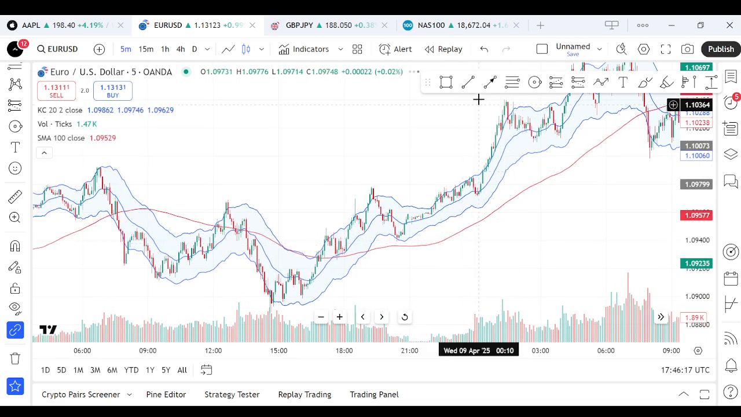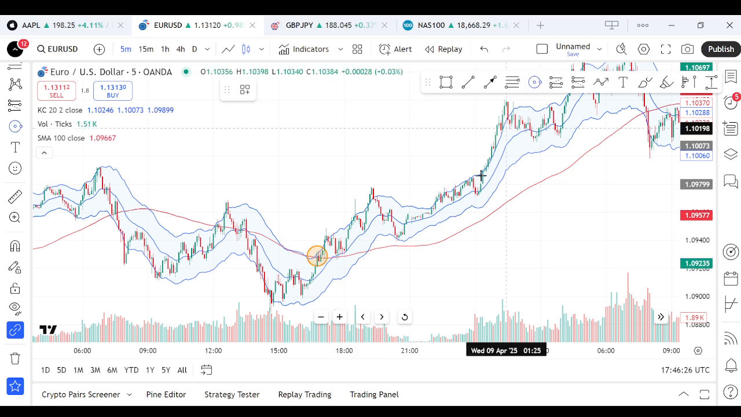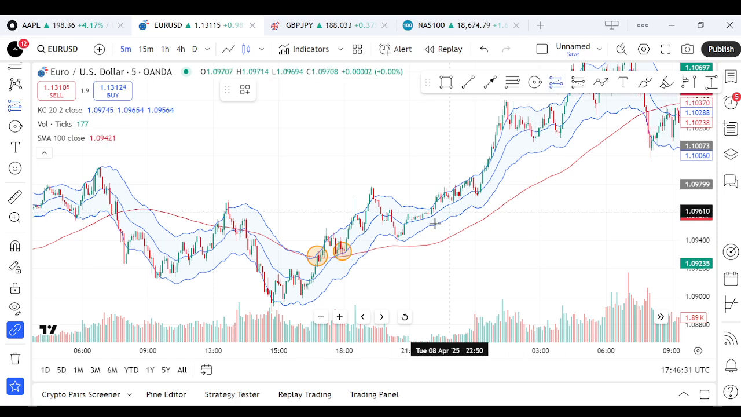We have price moving above the moving average here. Price crosses above the moving average right here, and we have the pullback to the middle line happening here. Wonderful. So we just look to take our buy position.